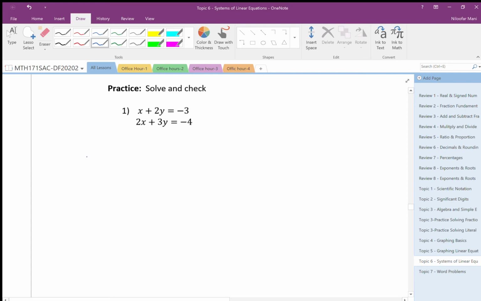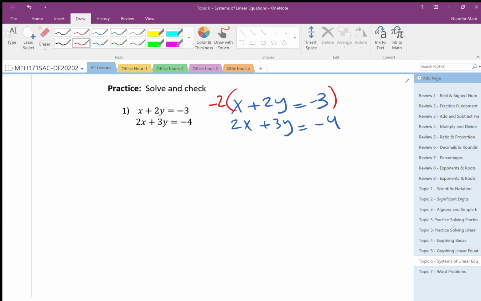Okay, so I have x plus 2y equal minus 3. I have 2x plus 3y equal minus 4. I multiply this one with minus 2. I don't multiply the second one with any number. But if I want to remove y, I have to multiply one of them with 3, one of them with minus 2, or one of them with minus 3, one of them with 2. I don't want that. I want to reduce my workload, because it's time consuming, and the more work, the more chance of mistake. I do not want to do that.